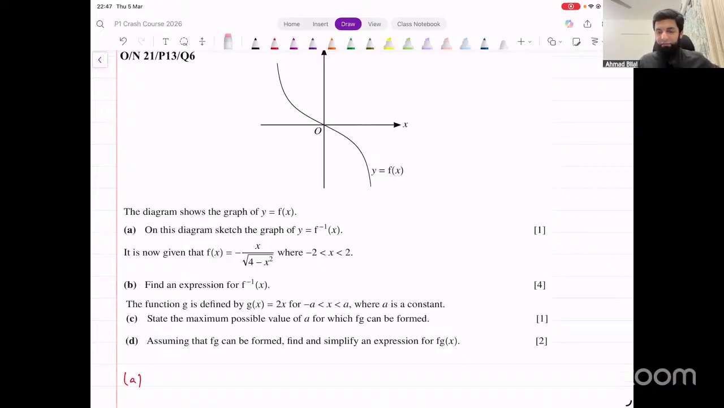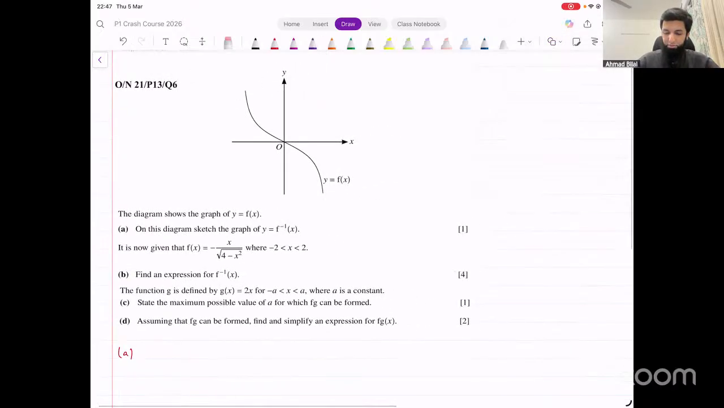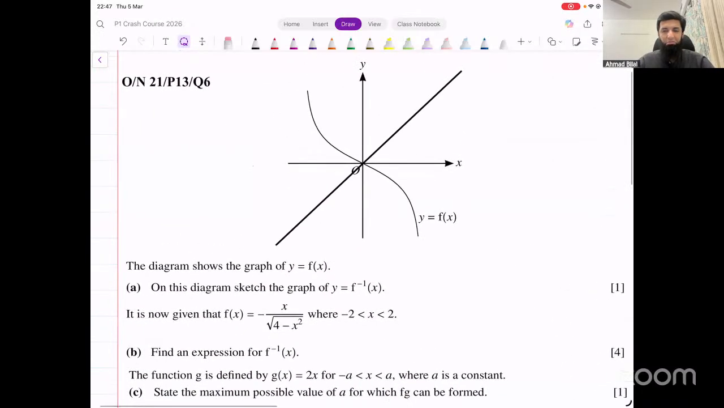Sketch the graph of y equals f inverse of x. Now, how do we do this? Graph of f and f inverse, they're always reflection of each other in the line y equals x. So what we can do is we can draw a line y equals x. We are not given any points here, right? So how do you draw that line y equals x? Y equals x line is a 45-degree line, right? So it should be almost a 45-degree line like this, passing through the origin. This is the line y equals x.